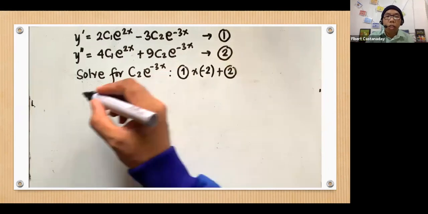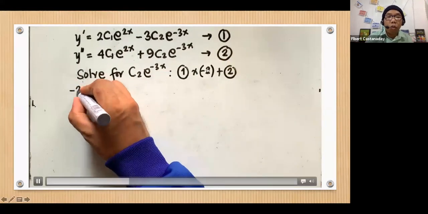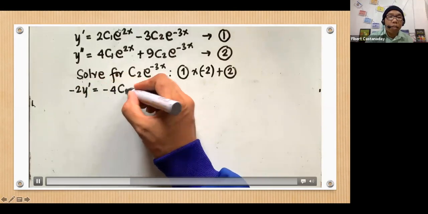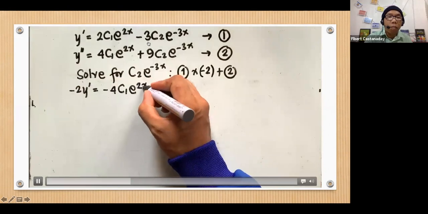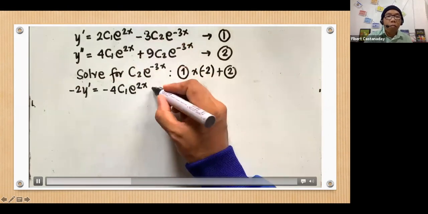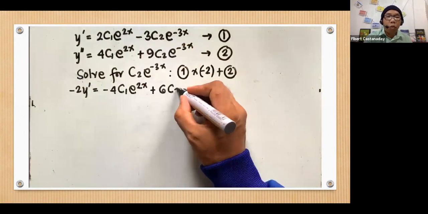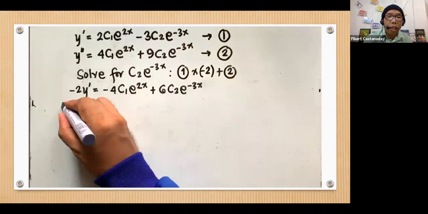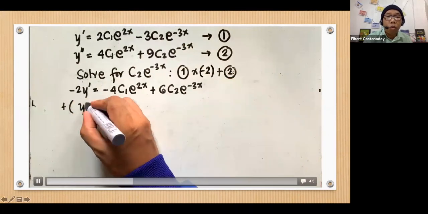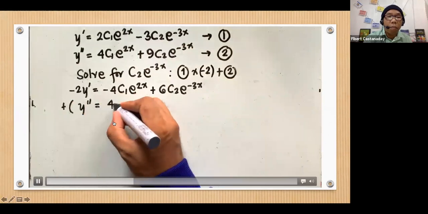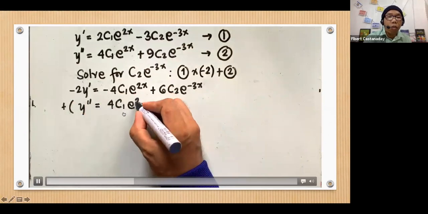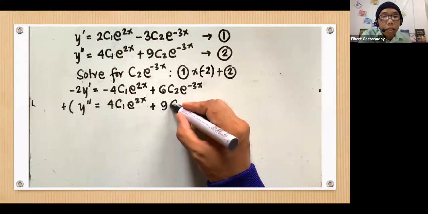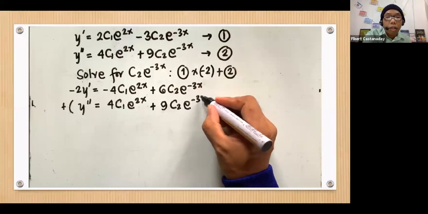Let's continue. So multiplying the entire equation 1 by minus 2, I will have minus 2y prime equals negative 4c sub 1 e raised to 2x, and this will become positive 6c sub 2 e raised to negative 3x. I have now this equation, and I will add equation 2 to this resulting equation. So y double prime equals 4c sub 1 e raised to 2x plus 9c sub 2 e raised to minus 3x.